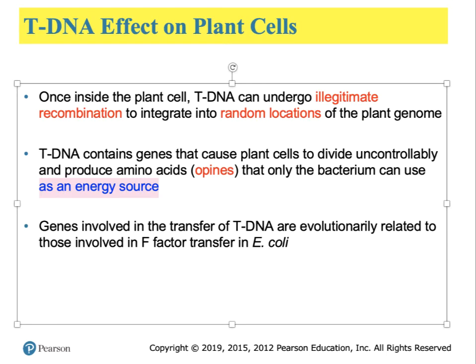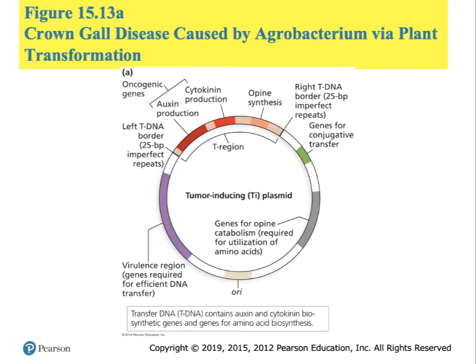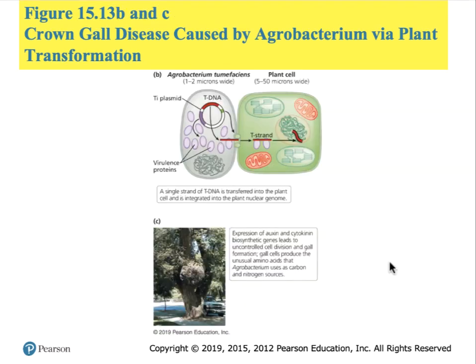feed the bacteria. The genes inside the tDNA resemble, to some degree, the fertility factor found in the plasmid of E. coli. Figure 15.13a shows us the arrangement of the plasmid, including the T region that's responsible for causing crown gall disease. The bottom half of the figure shows us an example of one of these tumors on the side of a tree, as well as the mechanical transfer from the bacterium to the plant cell.